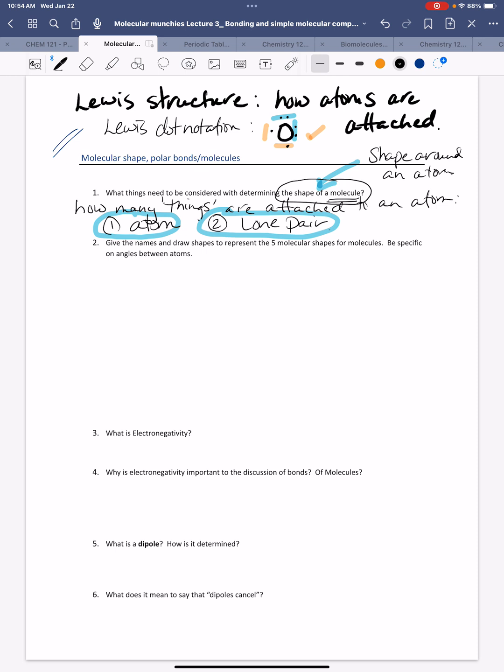Okay, I'm going to go ahead and start and talk about the names and the shapes. We have a reference page for this, and we're going to be specific about angles and the name of the shape. So we'll start with the very first one, and I'm just going to squish over here to the other page so we can write it all in one place.